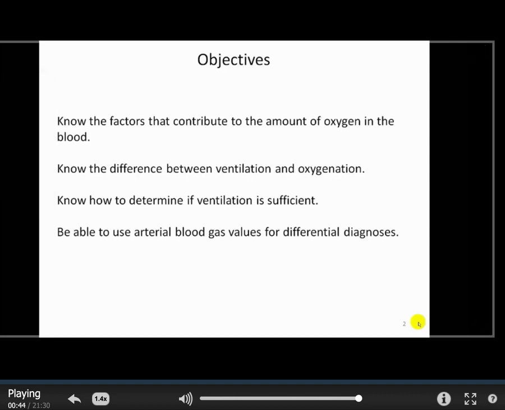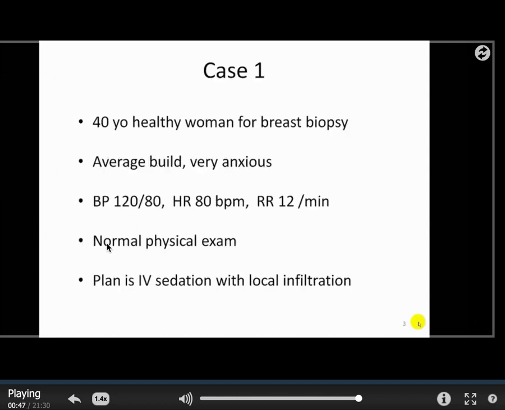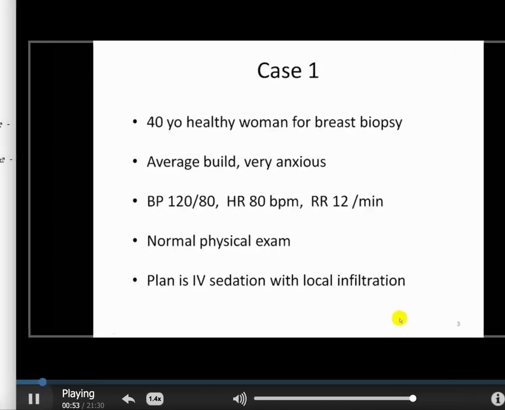Appropriate arterial blood gas values and really some differential diagnoses. So case one is a 40-year-old healthy woman who's coming in for breast biopsy. She's average build, but very anxious.